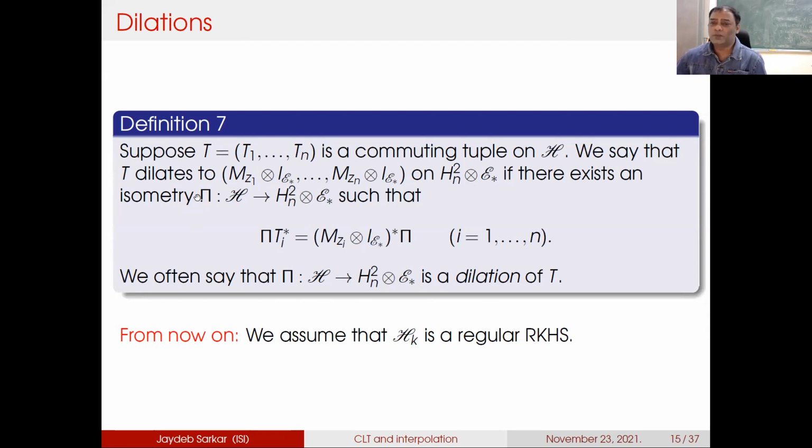So if you consider Π^*, for instance, Π^* will be a map from here to here. So Π^* will intertwine your T_i and M_{z_i}. So from that point of view, Π^* is a module map, a co-module map. So dilation is nothing but a co-module map, as well as an isometry. So from now on, wherever you see H_K, you assume it is a regular reproducing kernel Hilbert space. So this is our assumption.